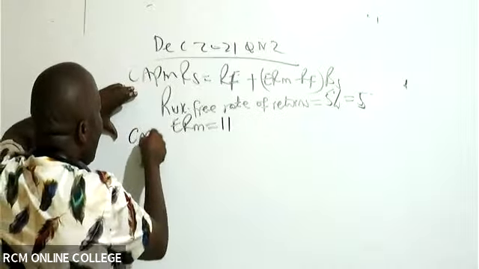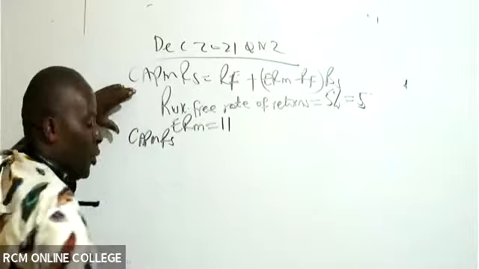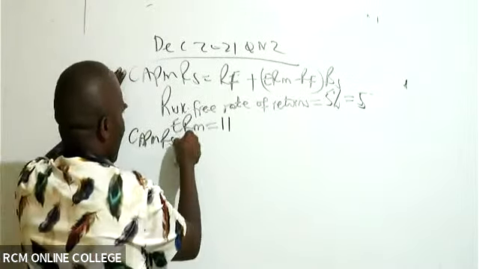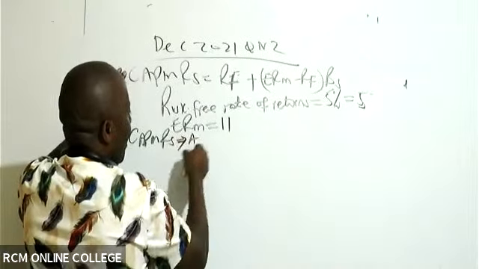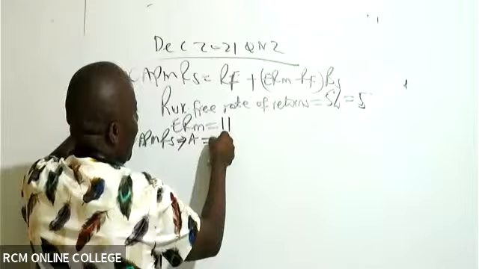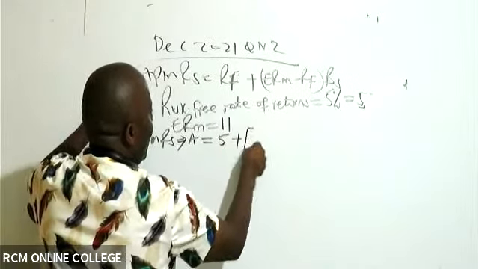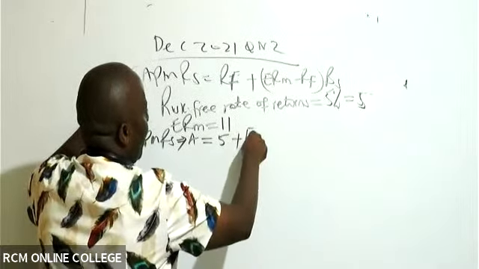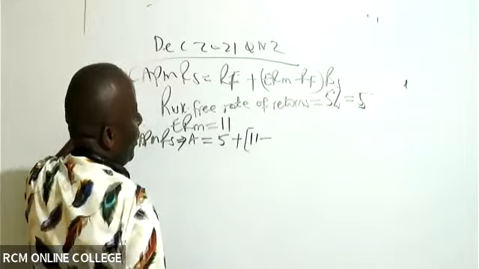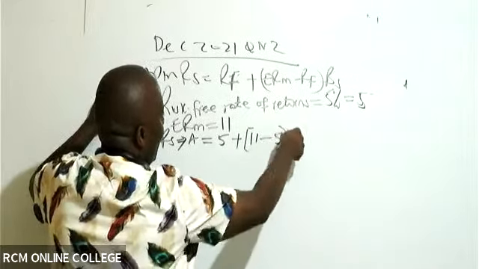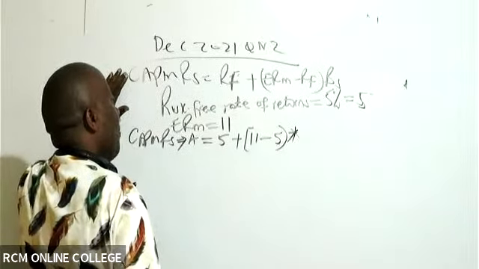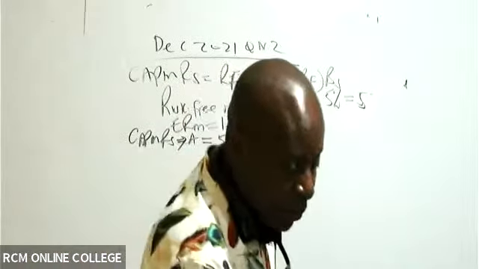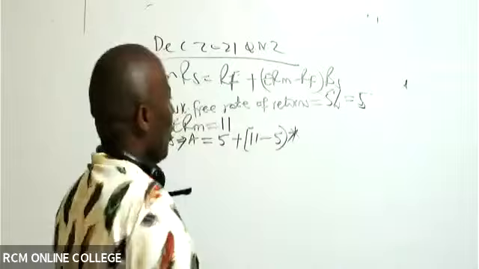So now let us start with CAPM returns of the first security called A. For A, the risk-free here is 5 plus ERM, which is 11, minus RF, which is 5, multiplied by beta. We have a beta of A. The examiner has given us beta of A. In this table, the first beta there is beta of A, which is 1.5.